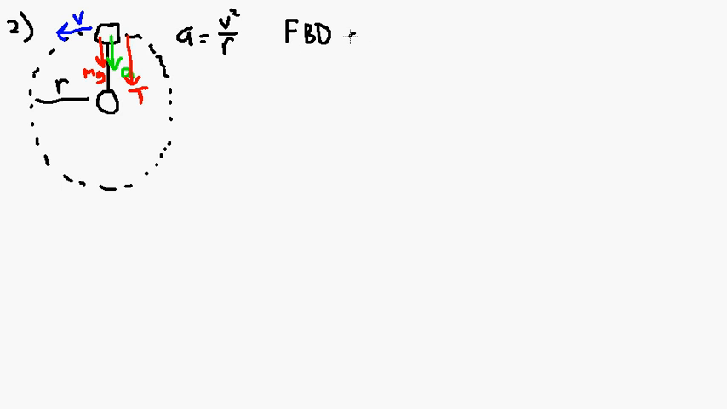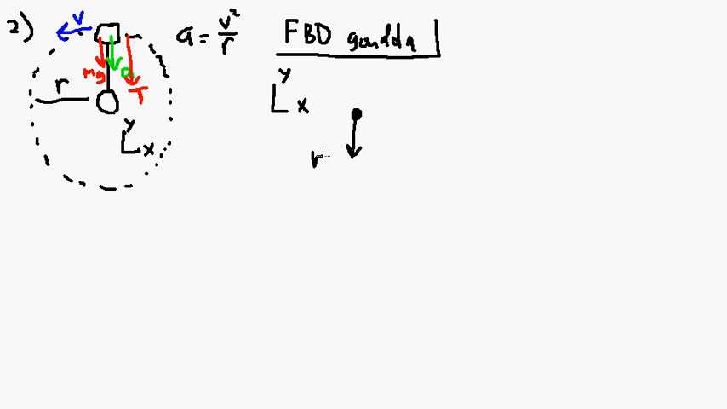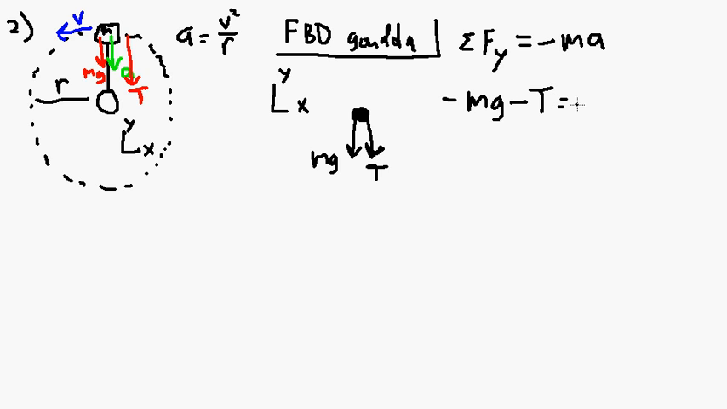So FBD for the gondola, and I'm going to do the usual x, y here. Here is our gondola, and we've got mg pulling down, and we've got the cable tension pulling down. Okay, so the sum of forces in the y direction is going to equal the mass of the gondola, which has mass m, times the acceleration. It's going to be going down, so the y acceleration is actually going to be negative, so equals negative ma. So let's see what we got. Negative mg minus T equals negative ma, which means a equals g plus T over m.